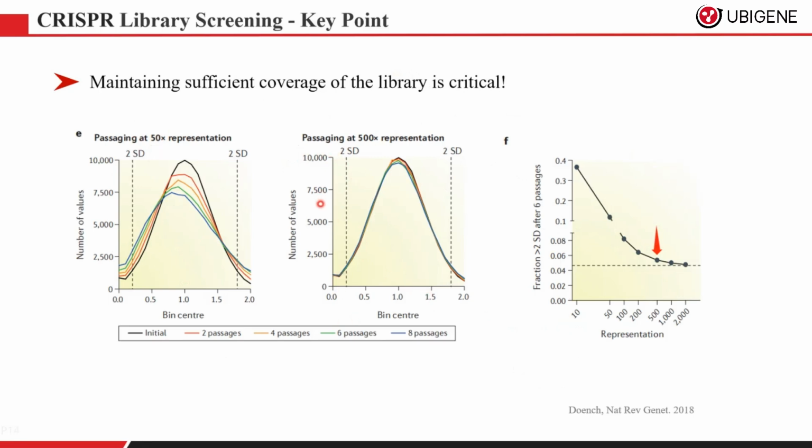But as the coverage increases, the number of cells you have to work with also grows. Based on our experience, a cell coverage of 300 is sufficient for the general library screening. The choice of cell coverage should also take into account the size of the library you use. So when using a smaller CRISPR library, you can choose a higher cell coverage.